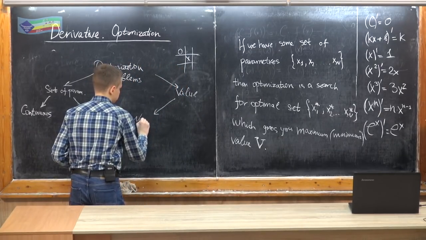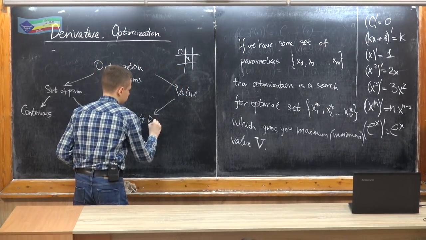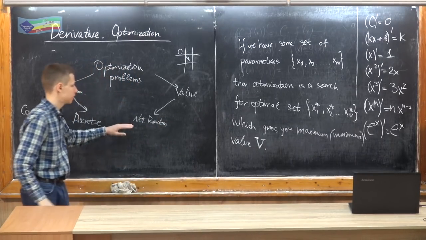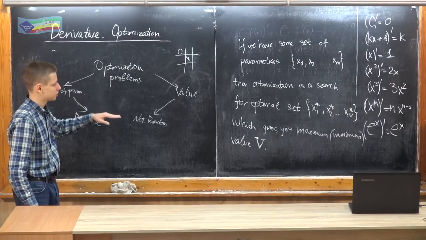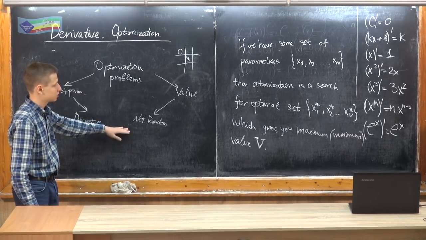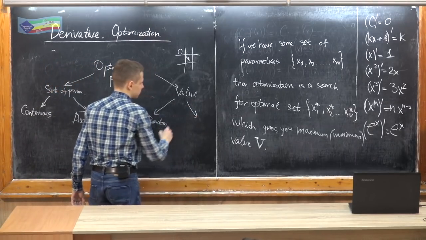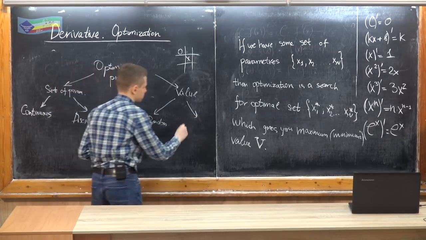So they just can be not random, which means that value is always defined with 100% certainty by its parameters. And we can have random optimization problems.